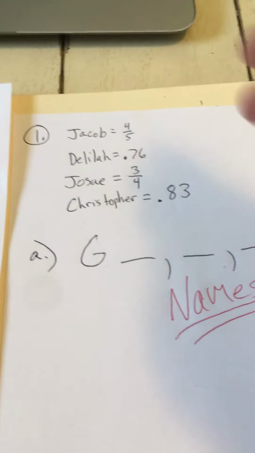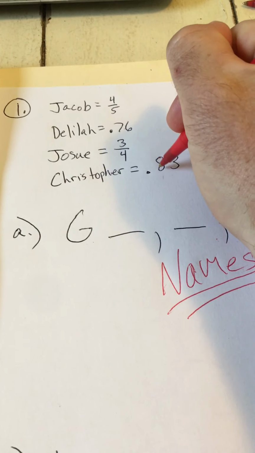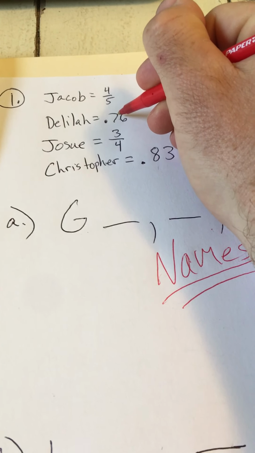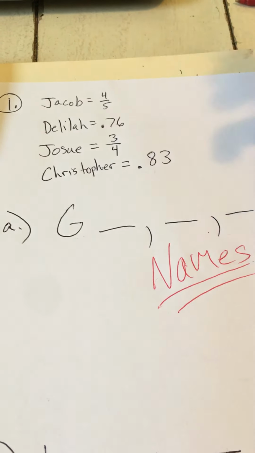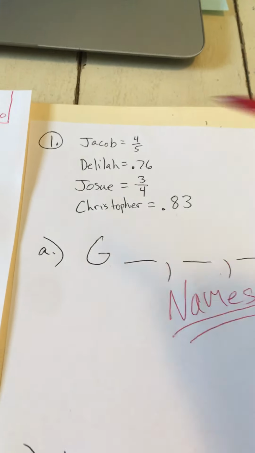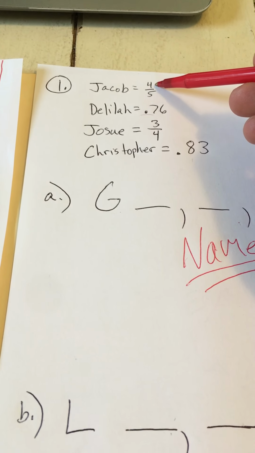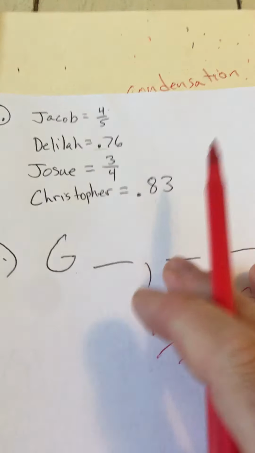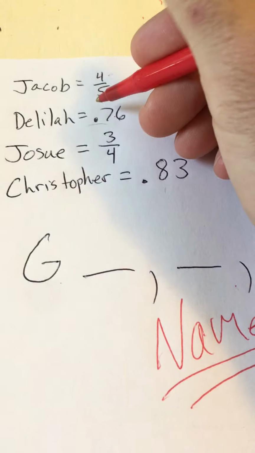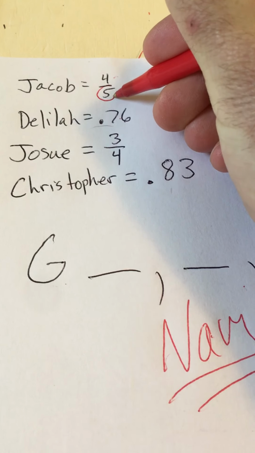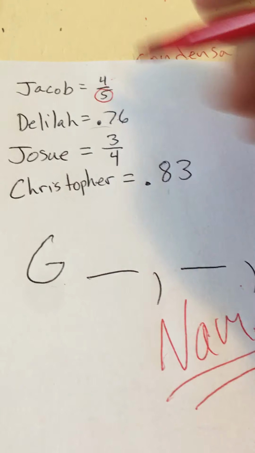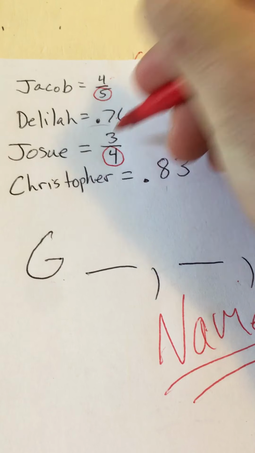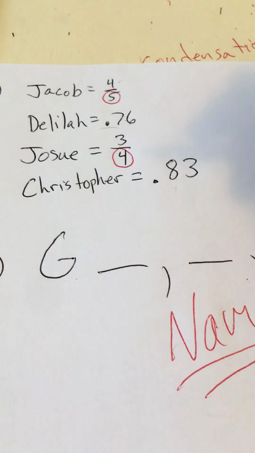Let's get started. 2 of them are decimals, so we can already tell that Delilah ate less than Christopher. He ate 83 hundredths, and Delilah ate 76 hundredths. Okay? But we got to figure out, what about 4/5? How do you write that as a decimal? And 3/4, how do you write that as a decimal? Okay? So in this situation, I made it a little easier for the first time we do this. 5 can multiply to get to 100, and 4 can also multiply to get to 100.